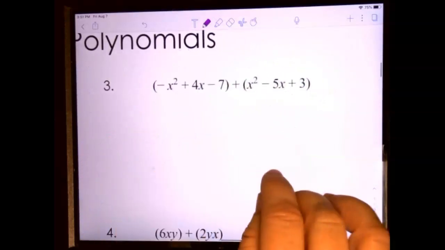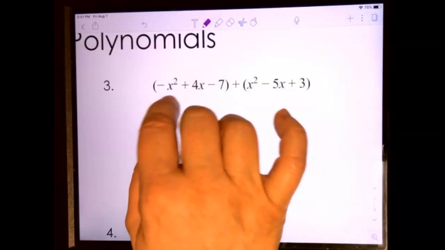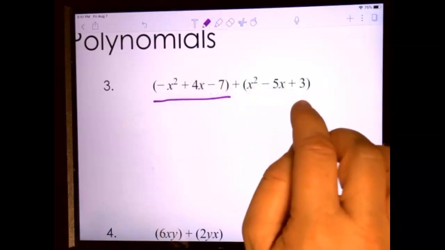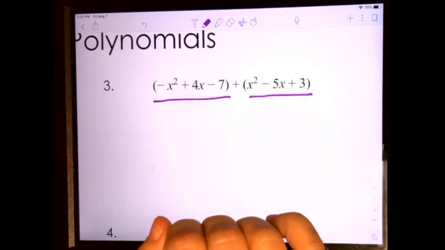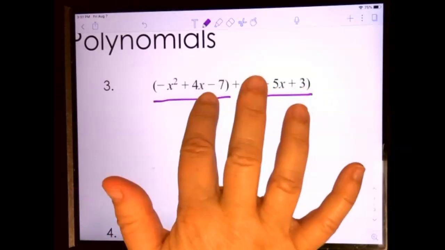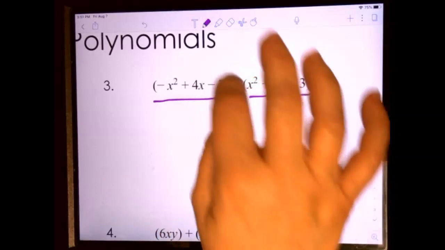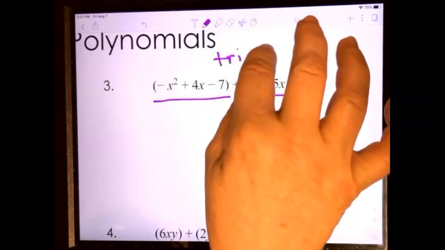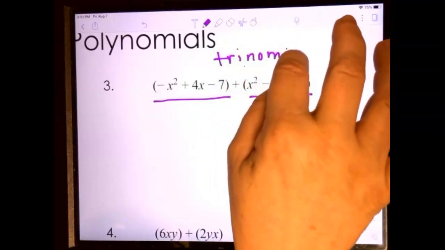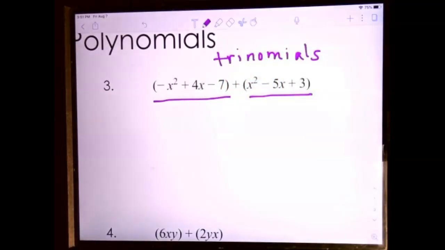Over here, we have, look at all the terms here. And all the terms here. So there's 3 terms and 3 terms. So these are called trinomials. 3 terms.